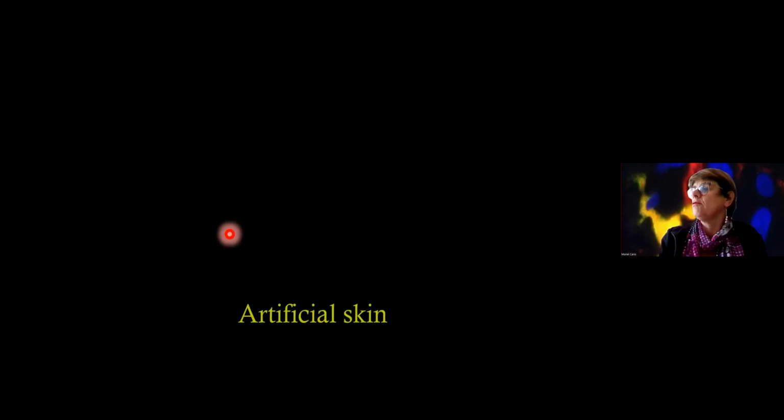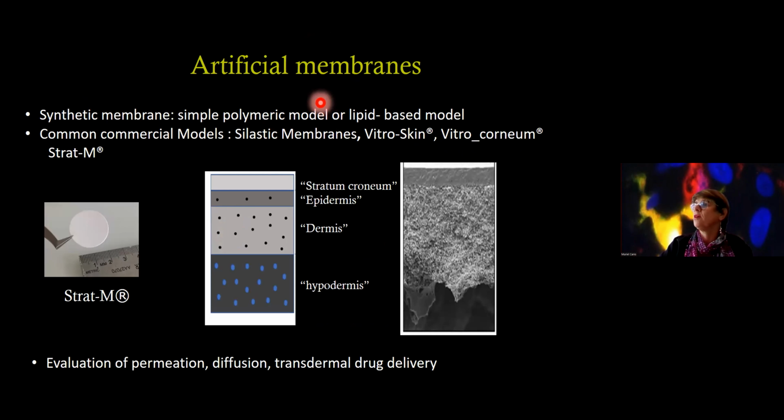want to study. So for the models, first I will just make a short mention of the artificial membranes, which are synthetic membranes. So a simple polymer model or lipid-based model. There are numerous commercial models, but the main model used is Strat-M, which is made of polyolefin of various porosity to model stratum corneum, epidermis, dermis, and hypodermis. And this kind of synthetic membrane can be used to evaluate permeation, diffusion, and transdermal drug delivery.